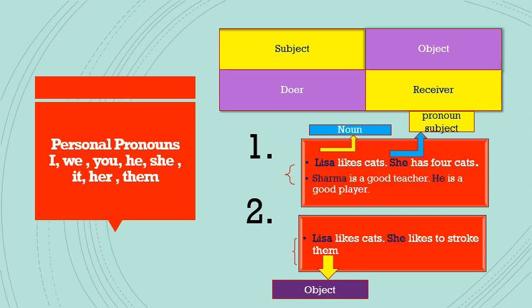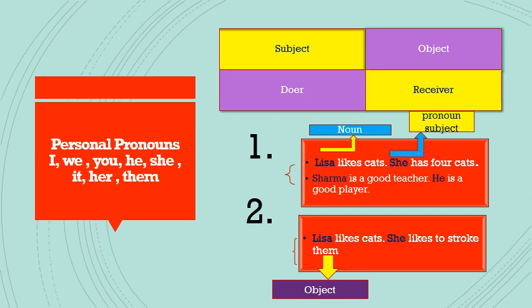So Lisa is a noun and she over here is a pronoun, which is a subject, because it is Lisa who has 4 cats. So she is the doer. If you take a look at the second example, Sharma is a good teacher, he is a good player. So who is doing the action, or who is the doer over here? It's Sharma, he. So he is a subject.